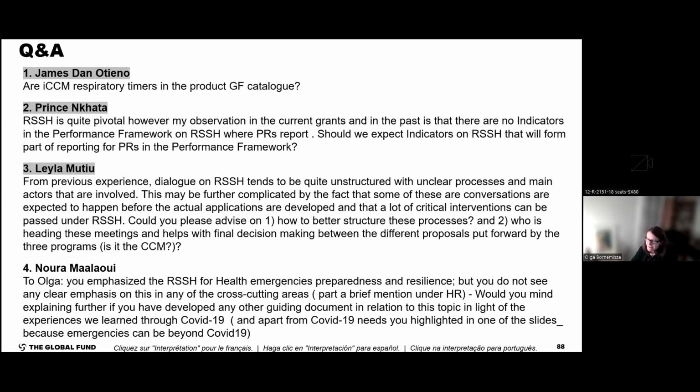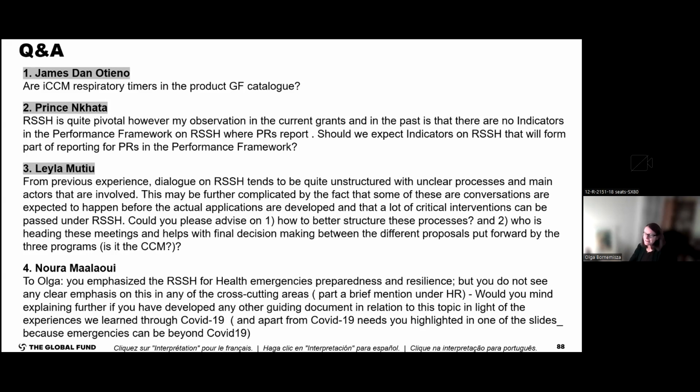Okay, so question 4, and I can see that there's more emails coming in. You emphasized the RSSH for health emergencies, preparedness, and resilience, but you do not see any clear emphasis on this in any of the cross-cutting areas, just a brief mention under HR. Would you mind explaining further if you've developed any other guidance documents in relation to this topic in light of the experiences we learned through COVID-19? Because emergencies can be beyond COVID-19.